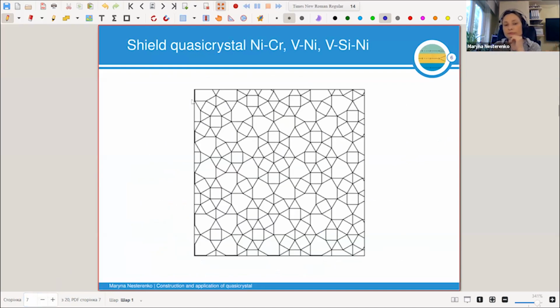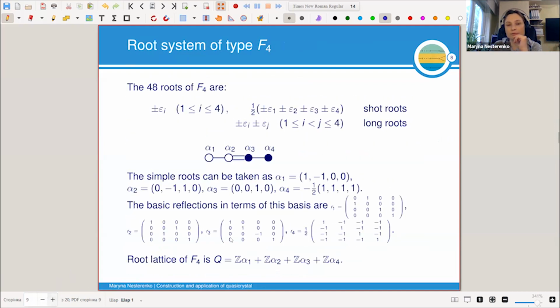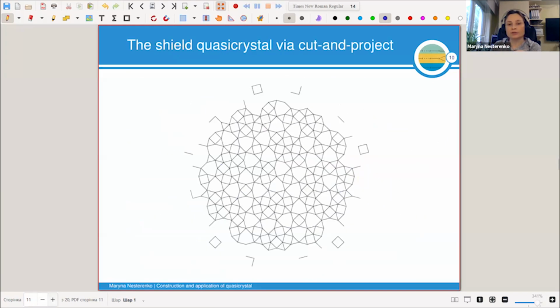For example, if we would like to construct a quasicrystal which is physically interesting, we can apply the root lattice of the F4 group. And here are some details. I will skip them because they are not so essential now. And we can make projections and construct the quasicrystal.